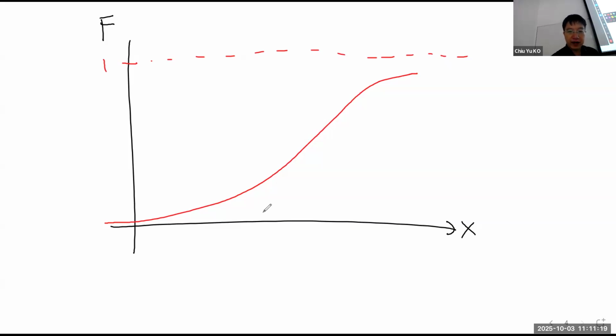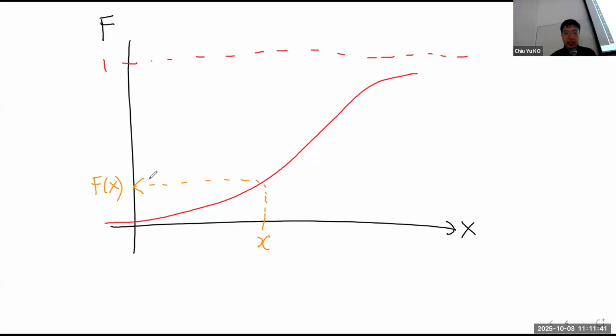Remember, if I have a number x here, you go up and check this F of x. You give me a number, look at this graph, and this will give me the probability that the random variable is less than or equal to that number.